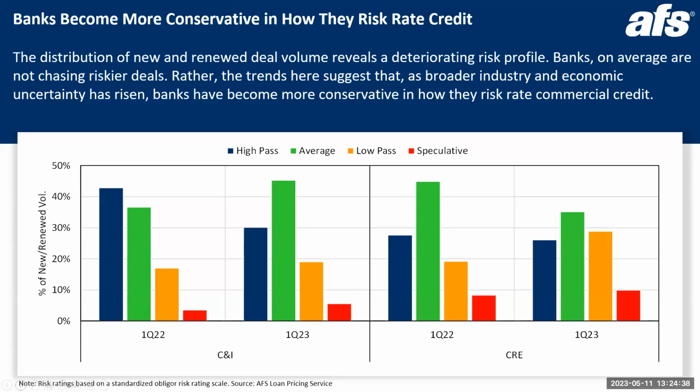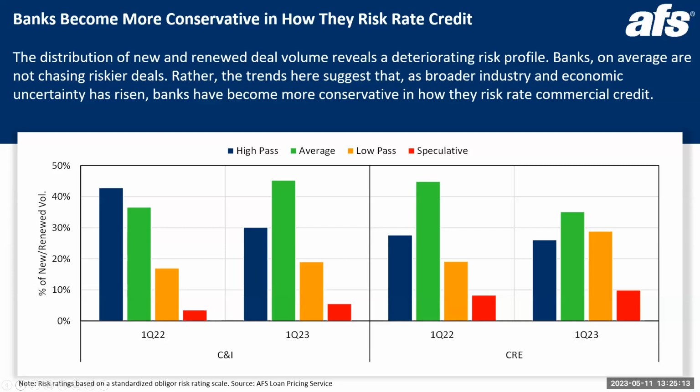Viewing trends at the new and renewed level also helps us visualize emerging risks, or at least changing patterns in the perception of risk. What we presented here is a distribution of new and renewed volume by risk grade, in which high pass corresponds to loans with a bond equivalent rating of BBB or better. On first blush, the pictures seem to illustrate risk migration, in which for C&I, high pass volume declined year over year and average volume increased. Similarly, for CRE, average volume fell and low pass volume increased.